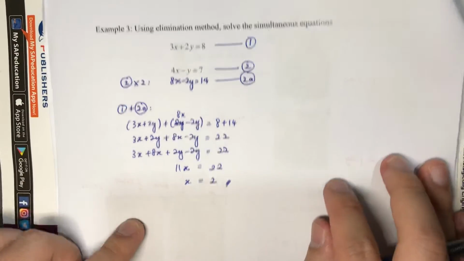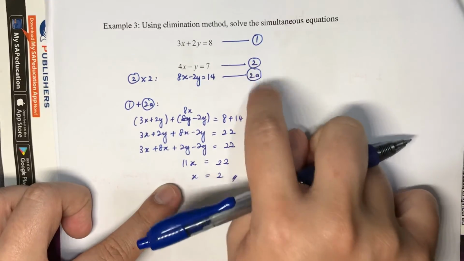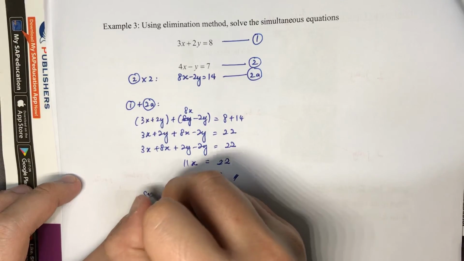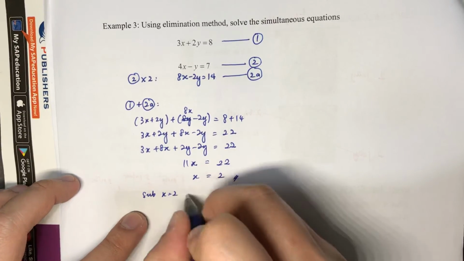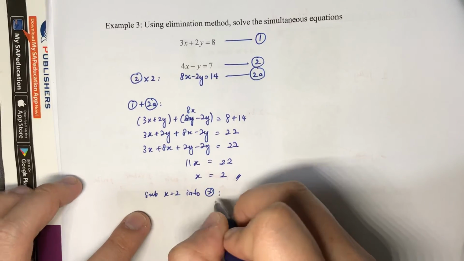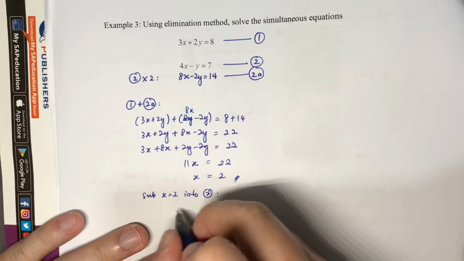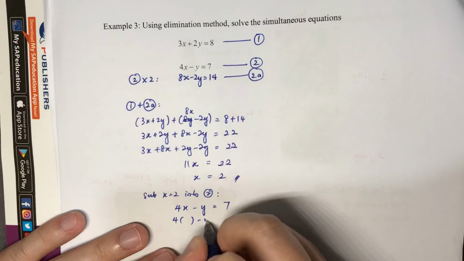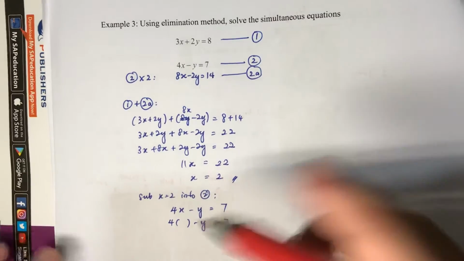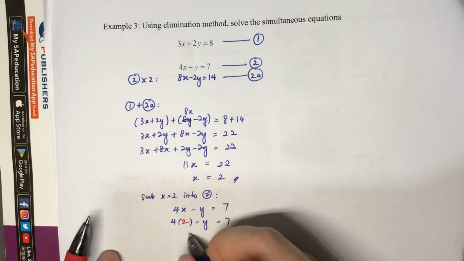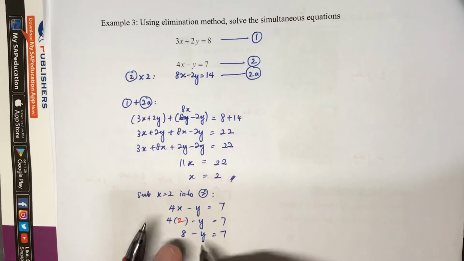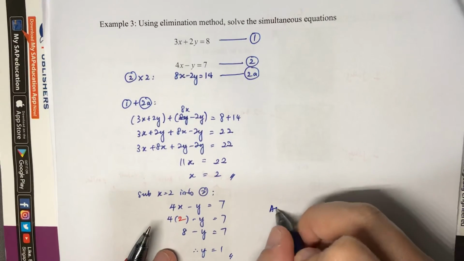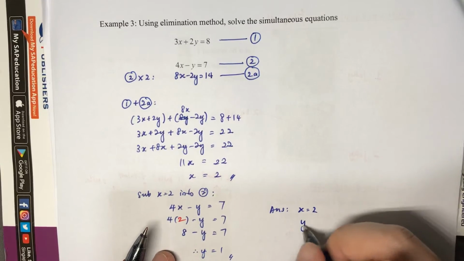Let us go back for the second answer. Using this, we can put it into 1, 2 or 2a, up to you. I'm going to choose the simplest, equation 2. So I need to substitute my answer into equation 2. You must tell me which one you put it into, so that I will know what you're doing. So I copy 4x minus y is equal to 7. My x is 2, so 8 minus y equals 7. 8 minus 1 is 7, so y is actually equal to 1. So the answer: x is 2, y is 1.